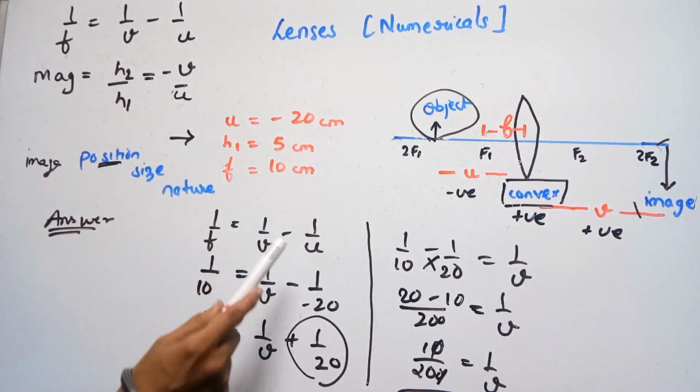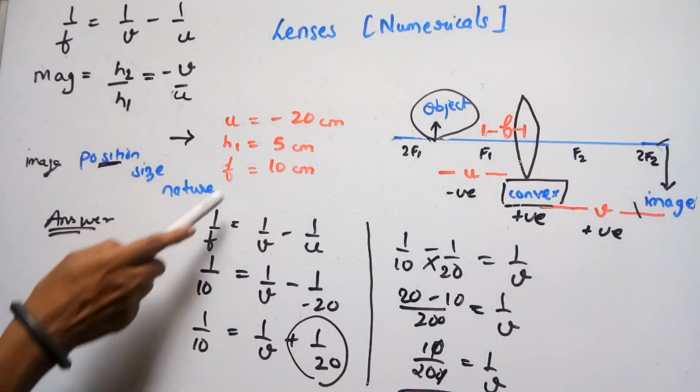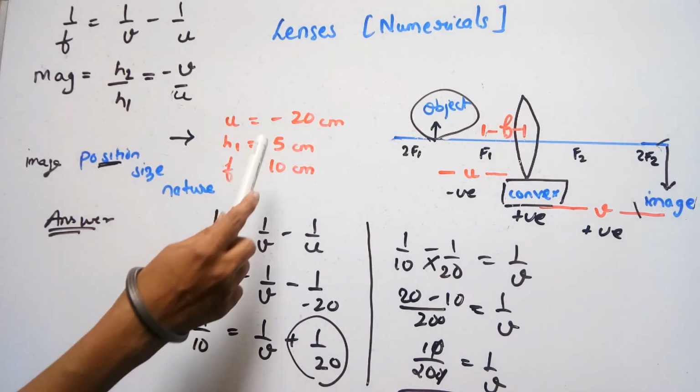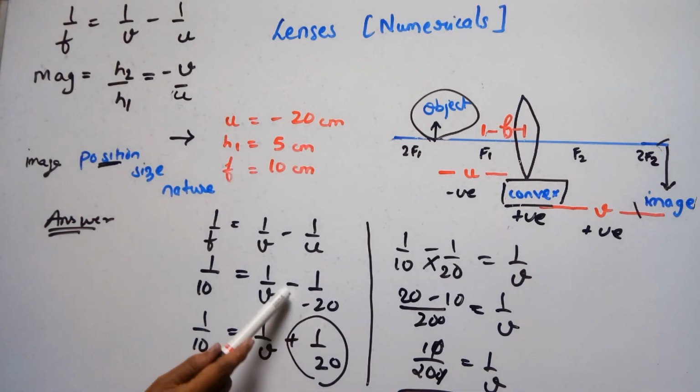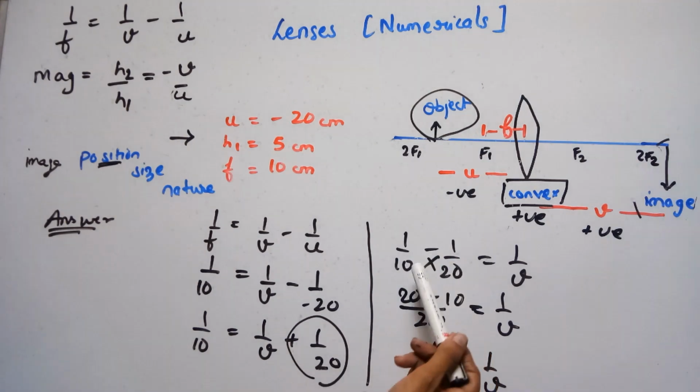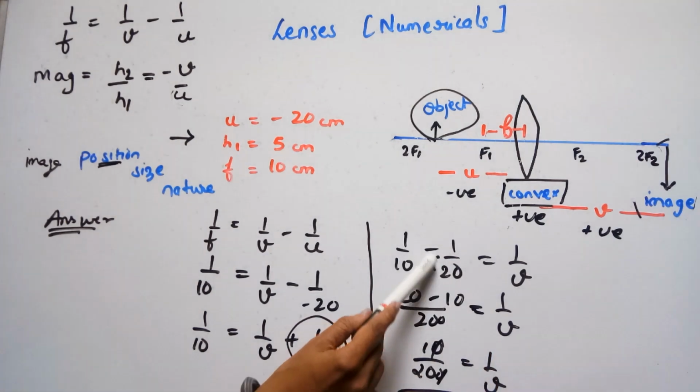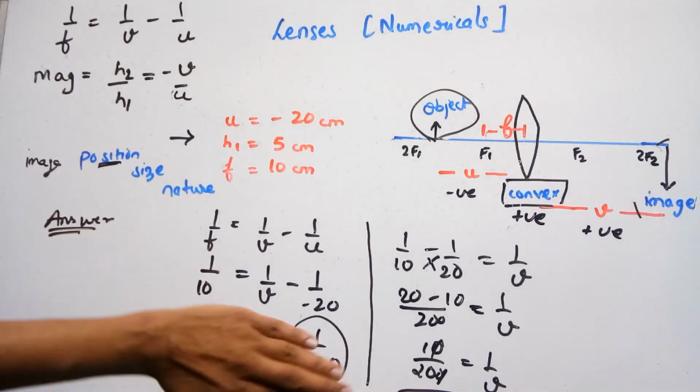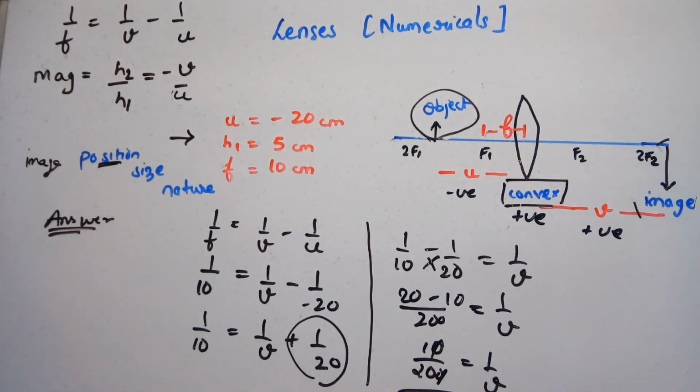1 upon f is equal to 1 upon v minus 1 upon u. The f value I have put, it was given to me. The u value was given to me, minus 20, minus minus becomes positive. This thing I sent there, it became negative. Cross multiplication, and just by reciprocating it, we got the answer as 20 centimeters. So I got my v now.